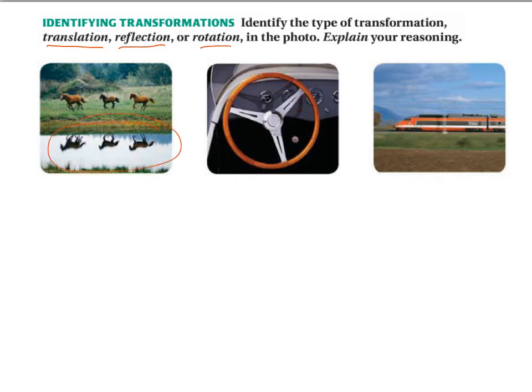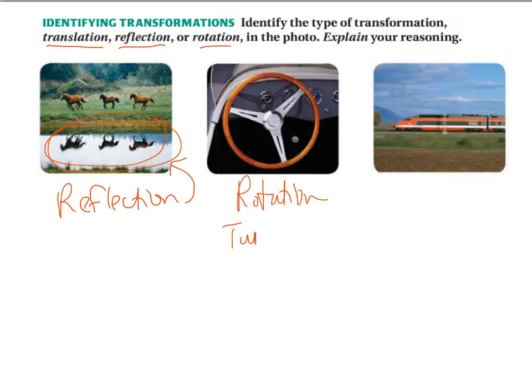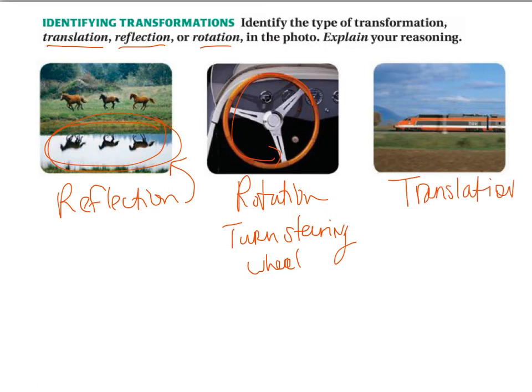So in this first one, if you notice right here, it is literally a reflection, and it is because of the reflection on the water. Next one would be a rotation, because you'd turn the steering wheel. So think if it would go around in a circle like that. Lastly, this last train would be a translation, because your train is going to be sliding, and it will either go left or right.